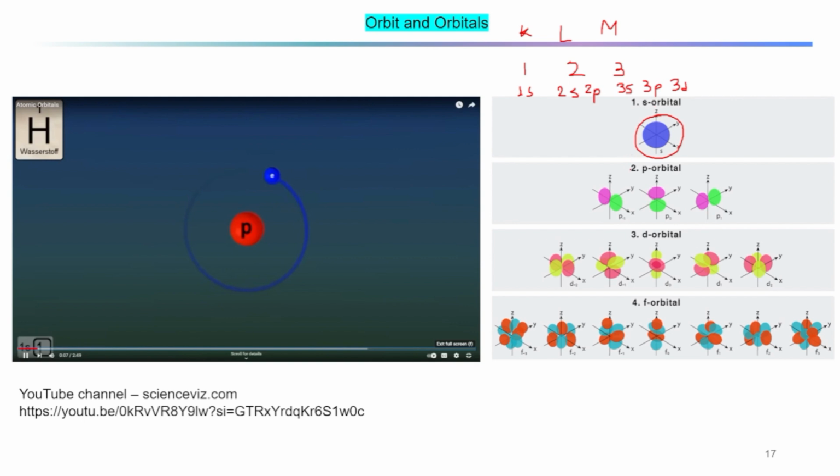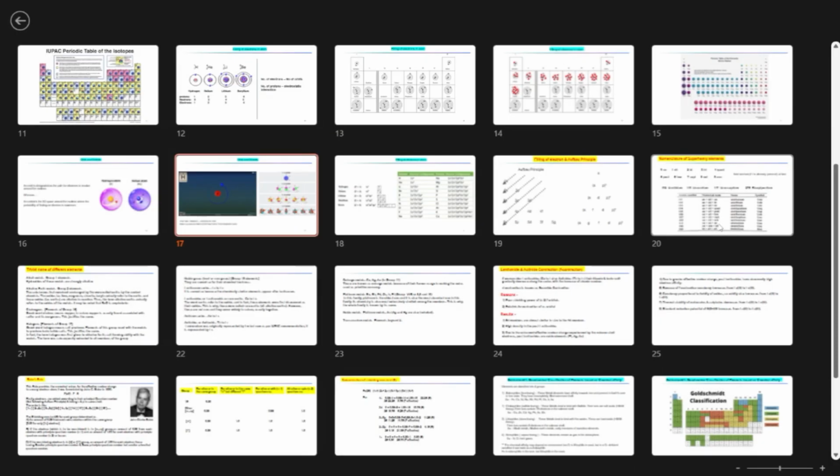Now let's see the p orbitals. P orbitals have three different compartments. These are called px, pz, and py.